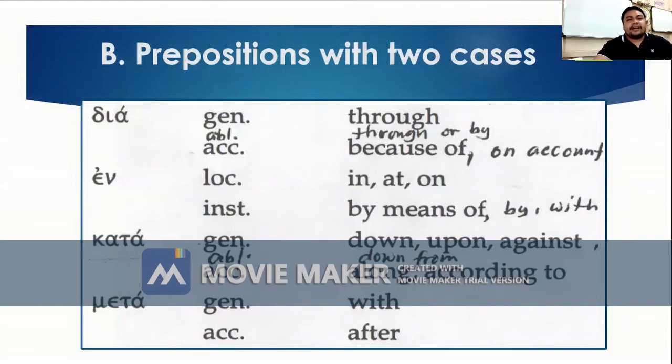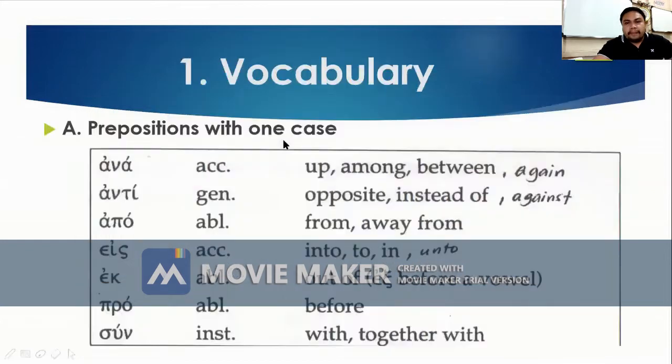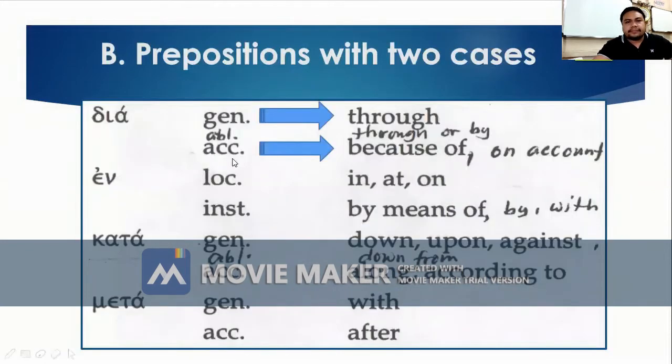Next is dia. Here, by the way, are prepositions with two cases, and for some it could be three as well. So dia could be genitive or ablative, meaning through or by, and in the accusative, because of or on account of. So with different cases, it also has a different meaning depending upon the case.